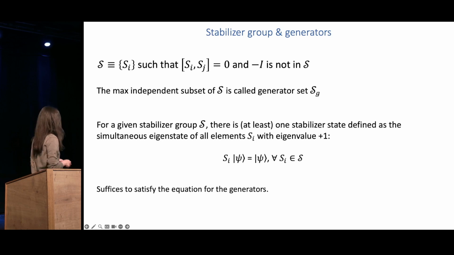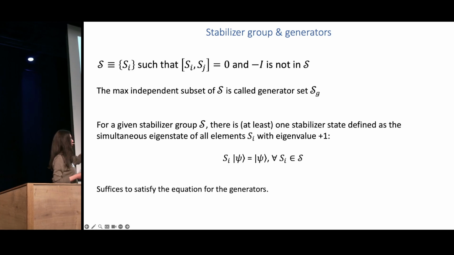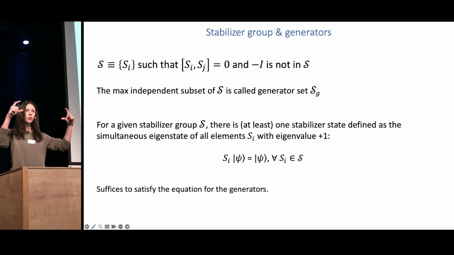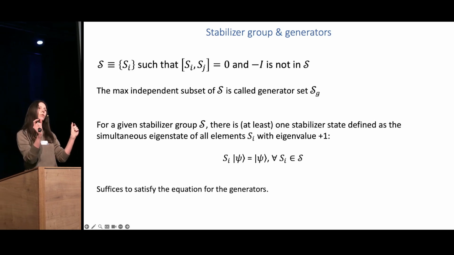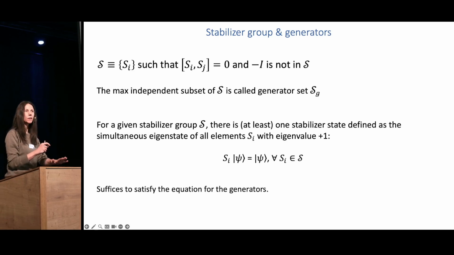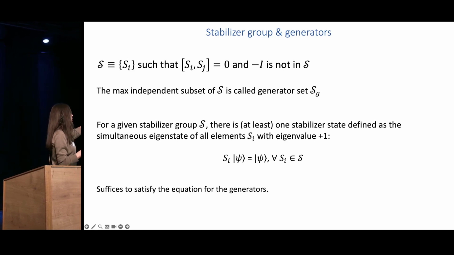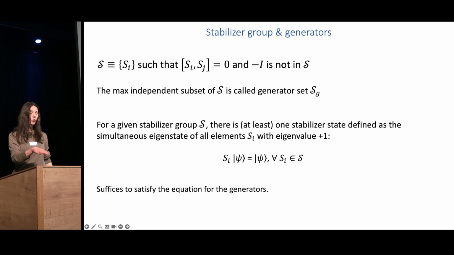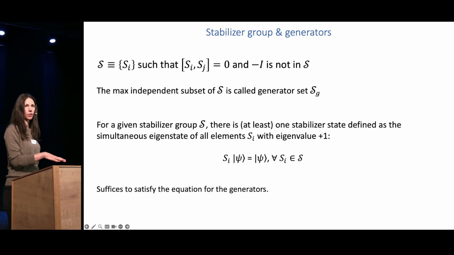And it suffices to satisfy the equation I showed you over there for the generators. And the reason is that if I take this equation and I multiply by one of the stabilizers that is not in the generator set, and I'll show you an example in a moment, then the equation is automatically satisfied for these other elements as well. By the way, I'm also happy to share my slides with anybody who wants them later.